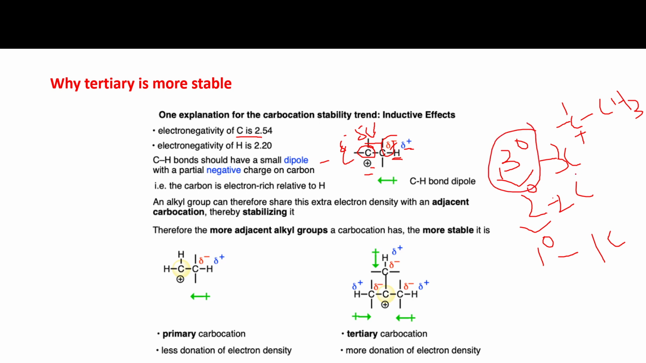Due to the delta negative charge of these carbons, your carbocation will be stabilized. An alkyl group can therefore donate extra electron density to the adjacent carbon, thereby stabilizing it. Therefore, carbocations with more adjacent alkyl groups are more stable. Like the primary carbocation, which has one carbon atom present, but the tertiary carbocation has three carbon atoms present. So the delta negative charge will stabilize this carbocation, and with more donation of electron density it is more electron rich and more stable. But for these cases it is less stable.